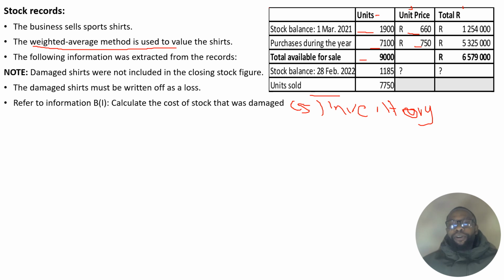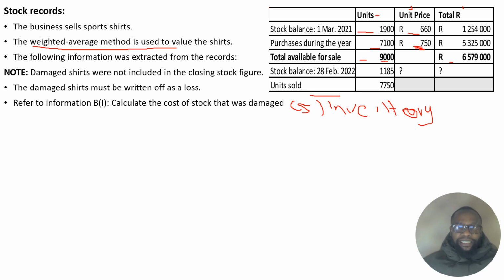In order to get your price per unit, because it's a weighted average, you need to calculate it. If it was FIFO, this would have been 750, because the opening stock should already have been sold. First in, first out: the ones from the opening should have been sold, and then the ones we purchased would be priced. But now we are using weighted average, so we cannot take this 750. We need to calculate the cost per unit: 6,579,000 divided by 9,000.